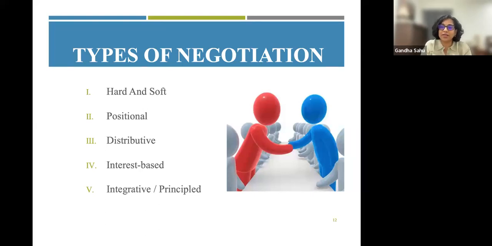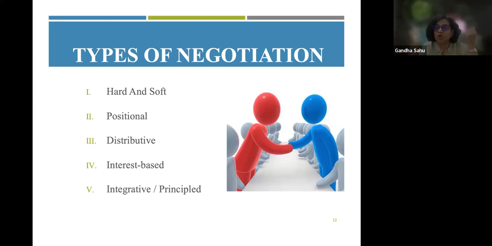So there is negotiation that's positional, which is basically just saying that you have to pay me so much, and the other person saying, no, I'm not going to compensate for this. So if you don't move beyond that stand, that initial step that you take, that's called positional negotiation.